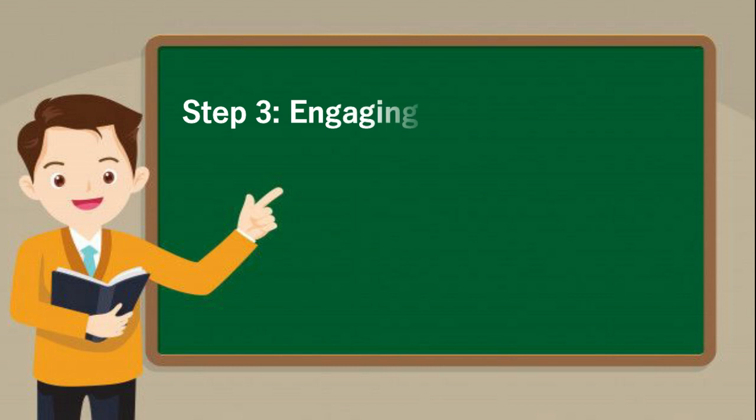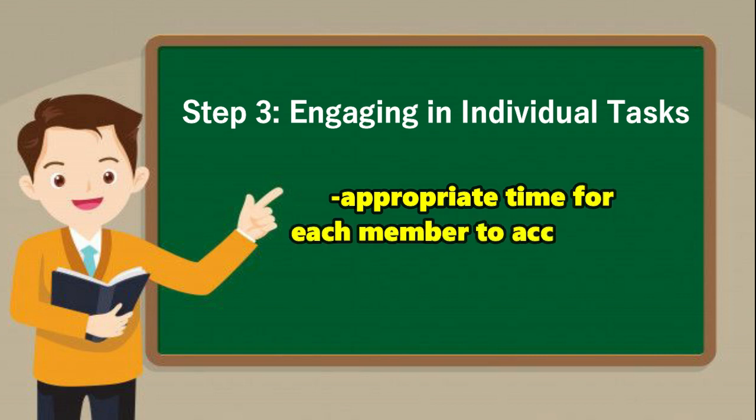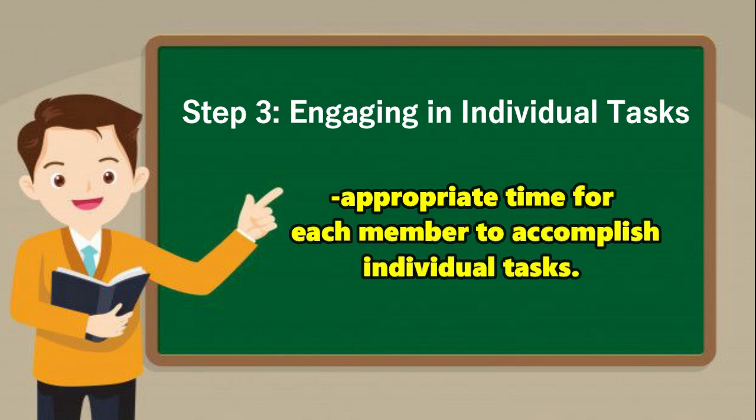Step 3, engaging in individual tasks. Literature circles are largely made up of group work, but individual accountability is necessary in order to measure each student's understanding of the work and to help ensure that each group member is contributing to the work of learning. It is the giving of appropriate time for each member to accomplish individual tasks.